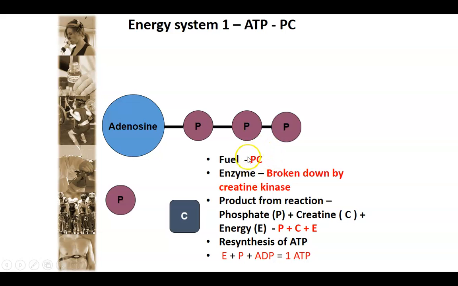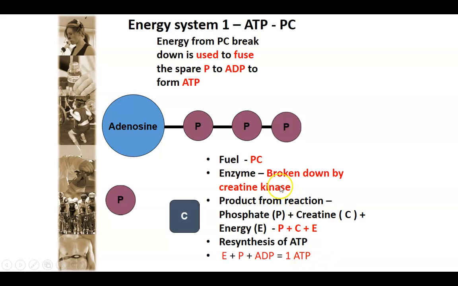The enzyme that breaks down the fuel is creatine kinase, and the product from the reaction, so the product from this breakdown, is P plus C plus E, or phosphate plus creatine plus energy. Okay, so now we need to resynthesize the ATP. So now we have energy plus the spare phosphate from PC plus ADP equals 1 ATP. Therefore, we can have a muscular contraction again. So energy from PC breakdown is used to fuse the spare P to ADP to form ATP.